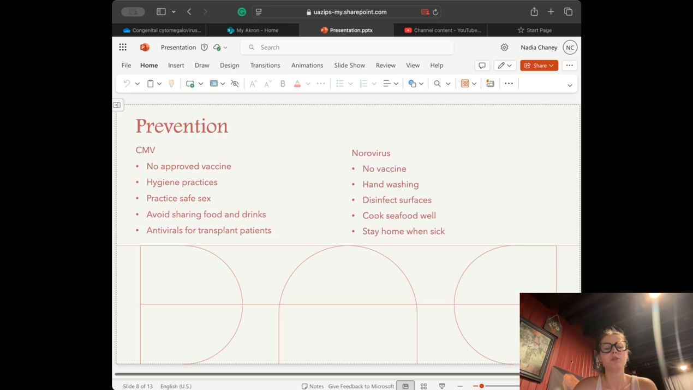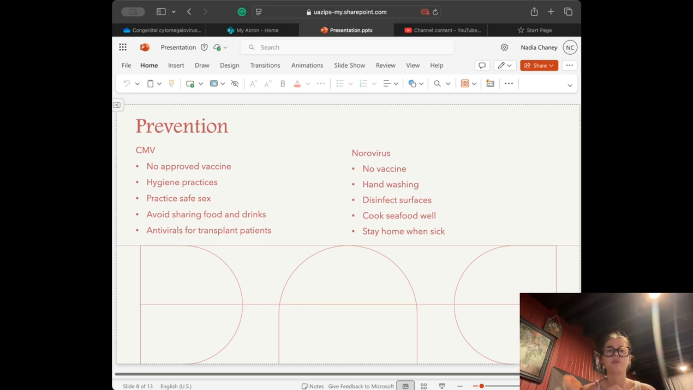So, prevention for CMV, there is no approved vaccine, but they are working on one. Hygiene practices like washing hands, disinfecting surfaces, stuff like that. Practicing safe sex, avoid sharing food and drinks with other people, and then using antivirals for transplant patients.